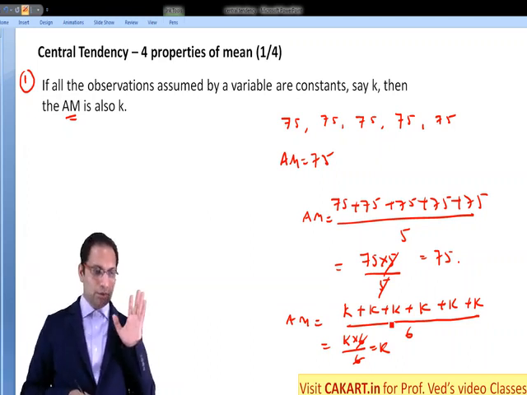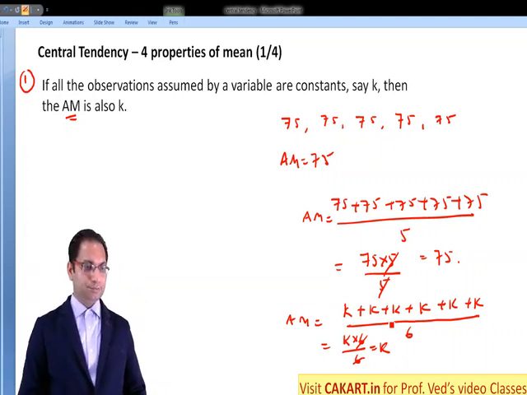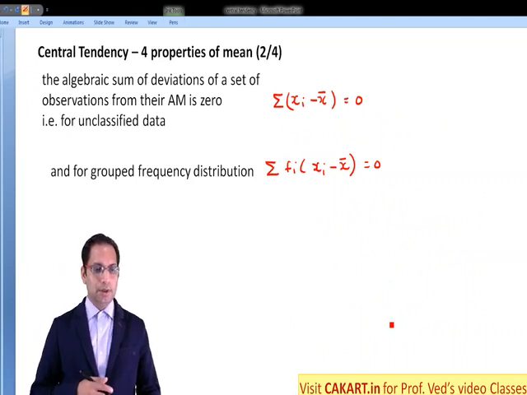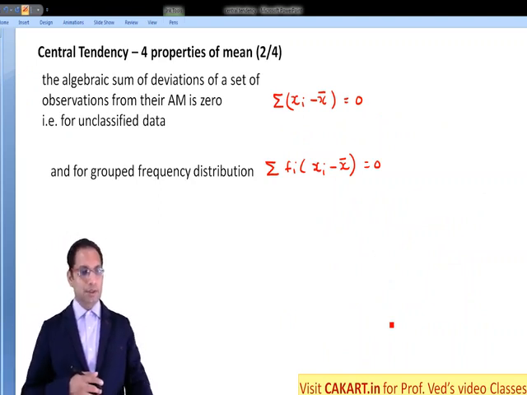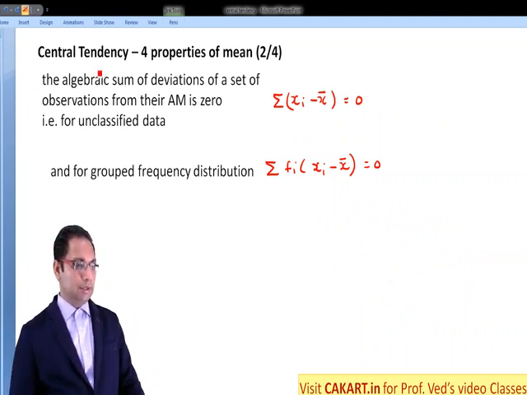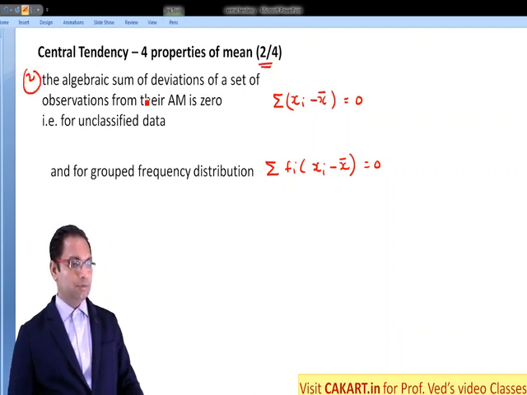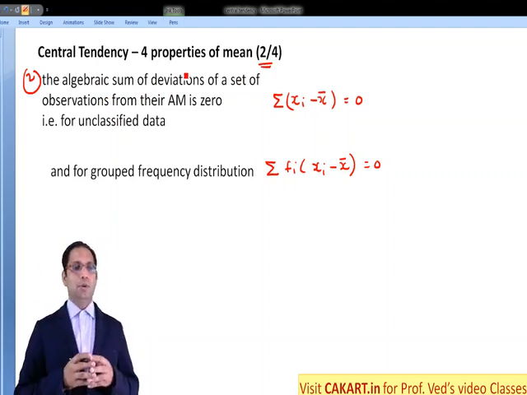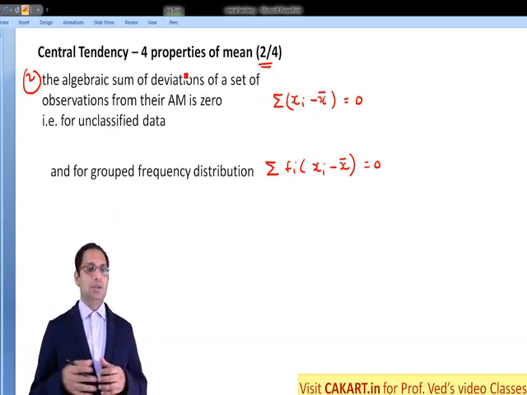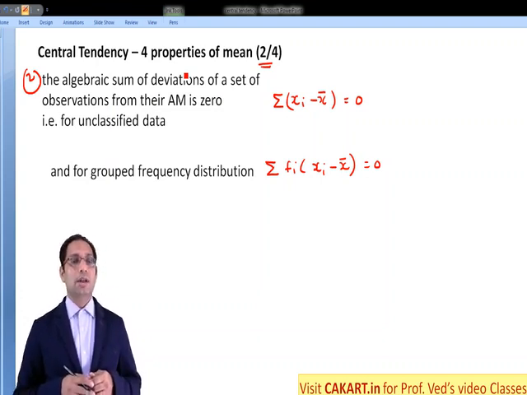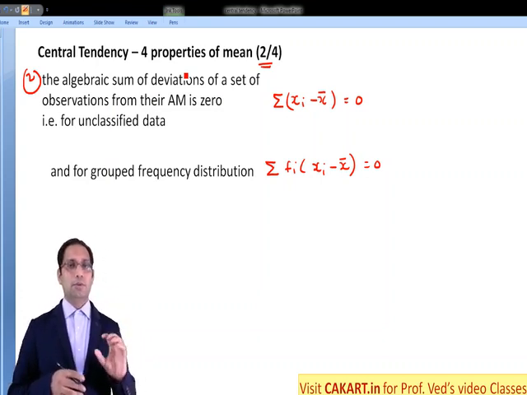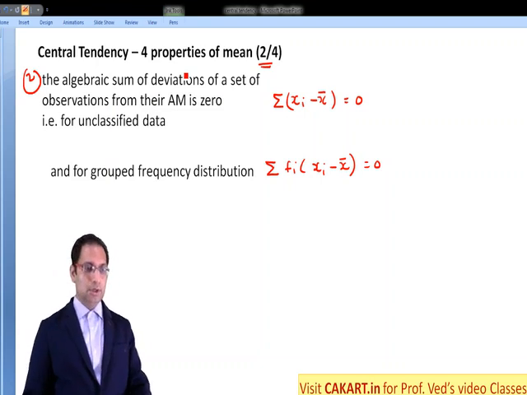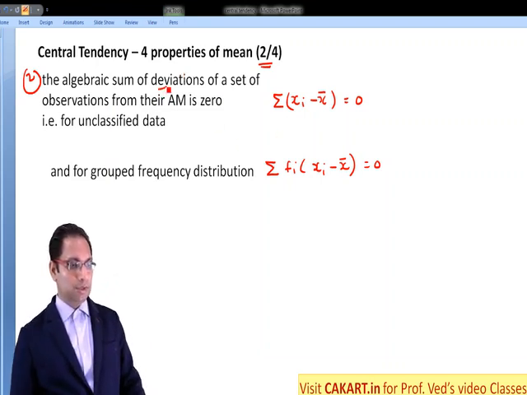Okay, good. Let's look at the second property. The second property, out of 4, says that the algebraic sum of deviations of a set of observations from the arithmetic mean is 0. We are talking about deviations, so let us find out what is meant by deviation.